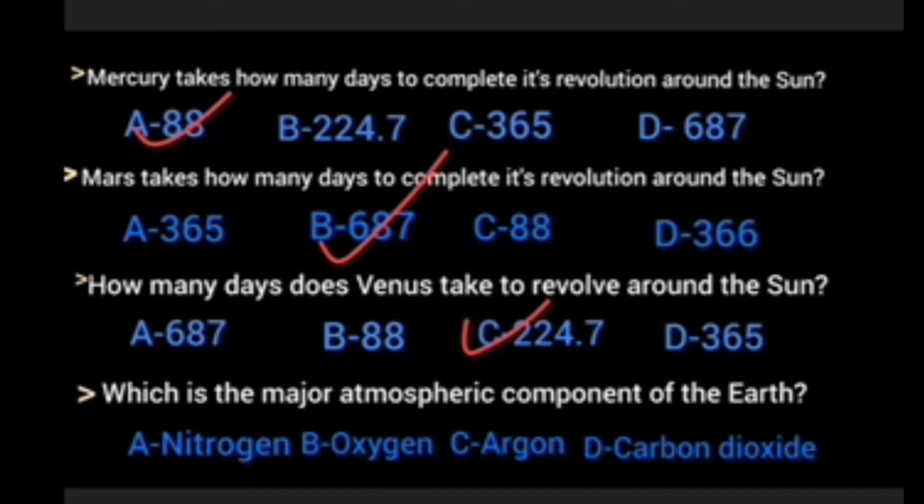Next question, which is the major atmospheric component of Earth? Earth has different components. A. Nitrogen, B. Oxygen, C. Argon, D. Carbon dioxide. Answer A. Nitrogen. It contains 70-80 percent. Then oxygen, second position, is near about 21%, 20.95% oxygen. Then other gases.